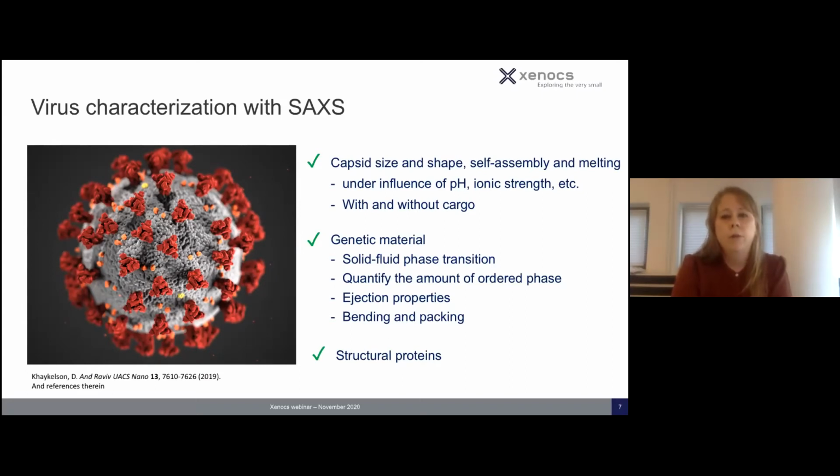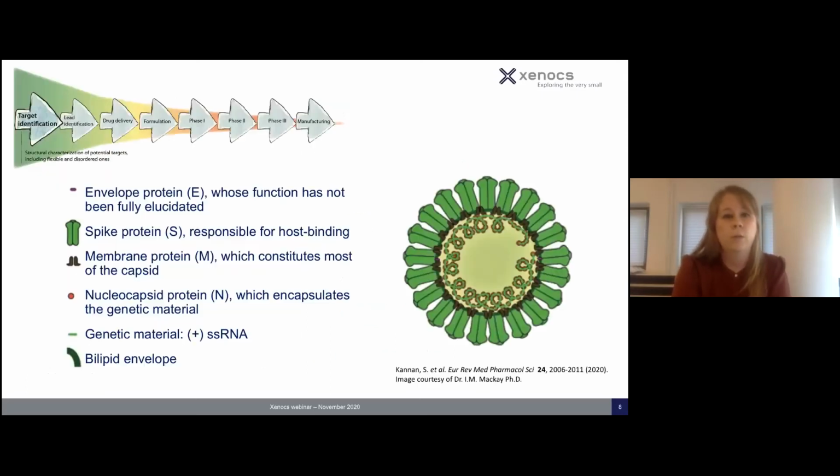You can also have a look at the genetic material, and this is actually efficiently studied with SAXS due to its order, for which SAXS is very sensitive, and because of its phospholipid backbone, which gives high contrast. You can, for example, study solid fluid phase transitions. You can quantify the amount of ordered phase. You can look at ejection properties and bending and packing behavior. You can also have a look at structural proteins and non-structural proteins as well, as we'll see later in the presentation.